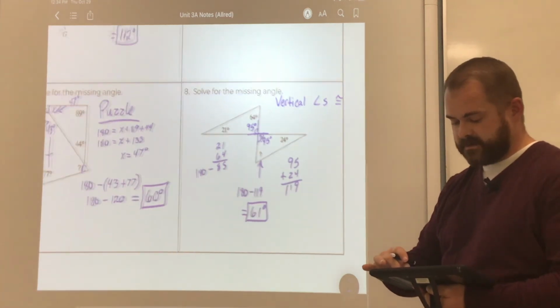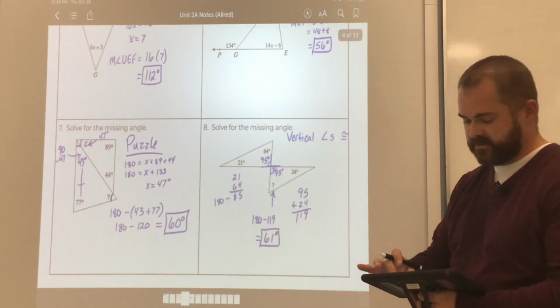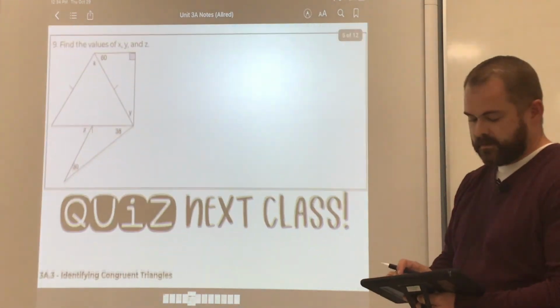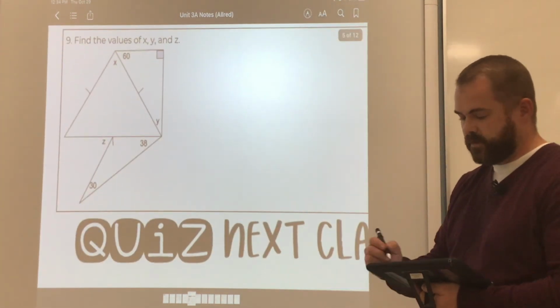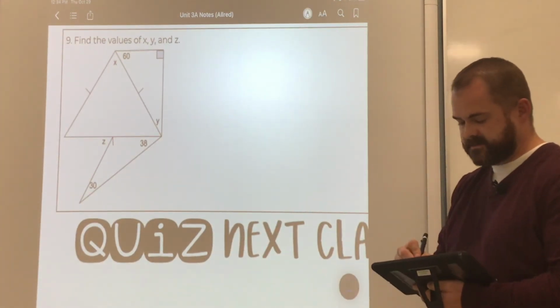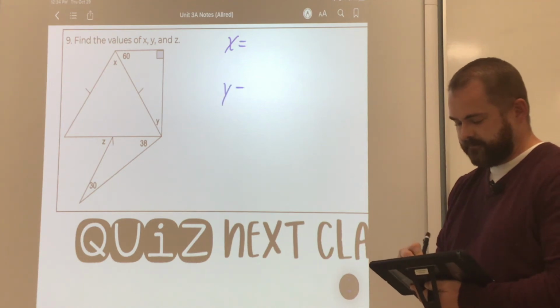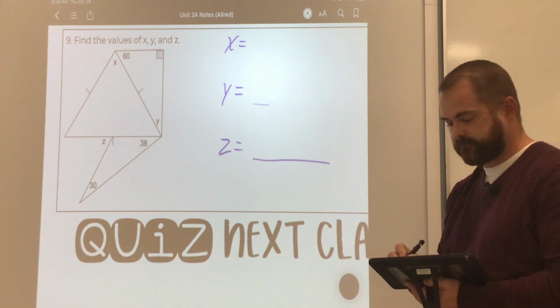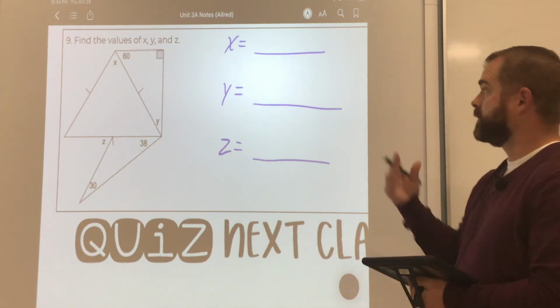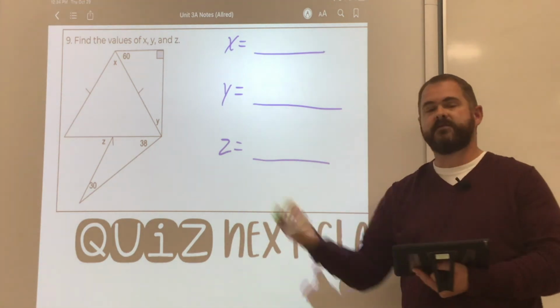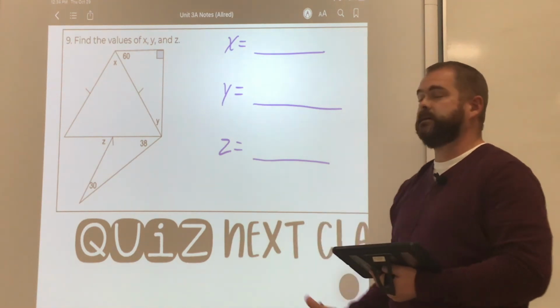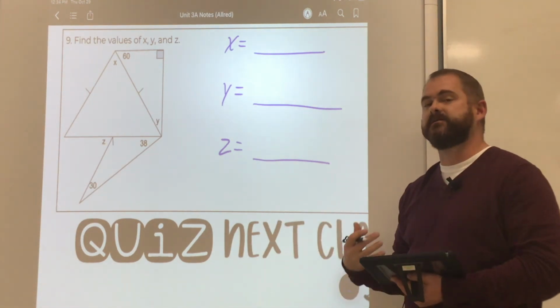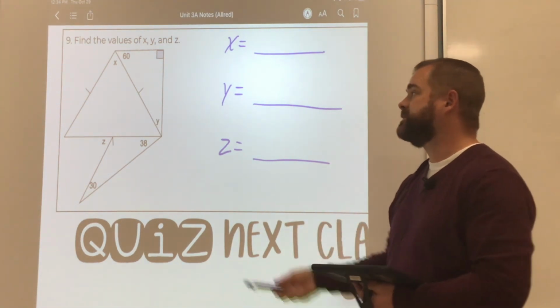All right, we've got one more quick example to look at. If you turn the page in your notes again. We want to find the values of x, y, and z in this picture, okay? Well, we're going to look at this picture here. We've got 3 different triangles to look at, and there's a unique aspect of each of these triangles that's going to be important for us to recognize.